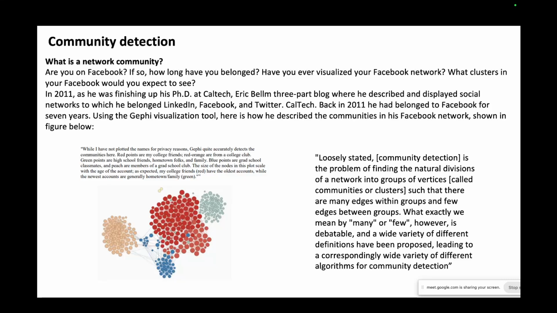So basically, community detection is the problem of finding natural divisions of a network into groups of vertices, which are known as communities or clusters, such that there are many edges within groups and few edges between groups. So these communities will have very densely connected nodes within each other, but the connections between nodes of one community and another community will be very few.